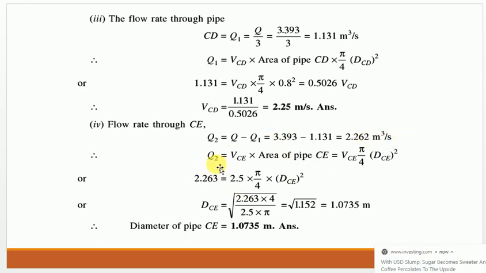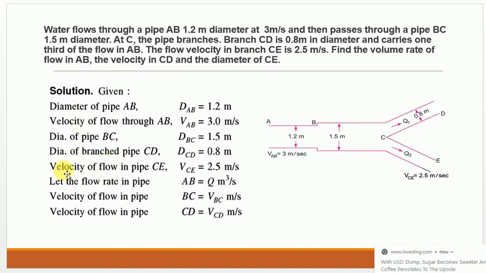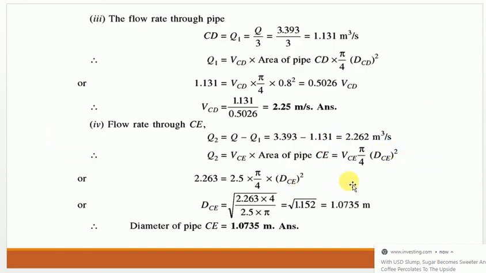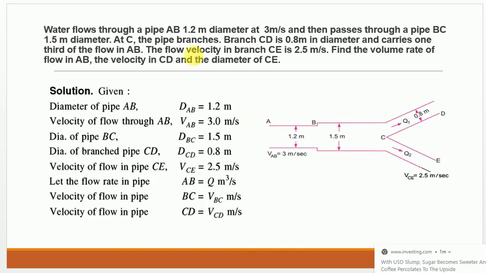Then Q2, the discharge, will be equal to velocity into area of the pipe. So if you put them in, you can find Q2, the value which we have found. Velocity of CE is given, 2.5 meter per second. So if you substitute, you can find the diameter of pipe CE, which is equal to 1.0735 meter.